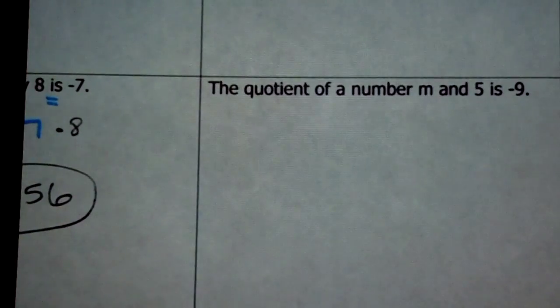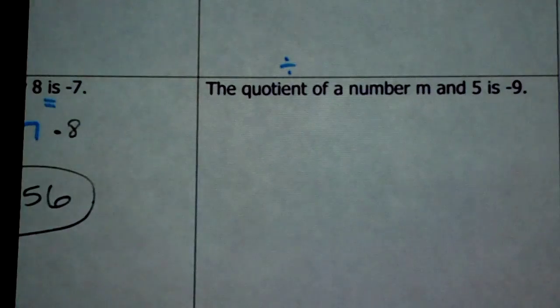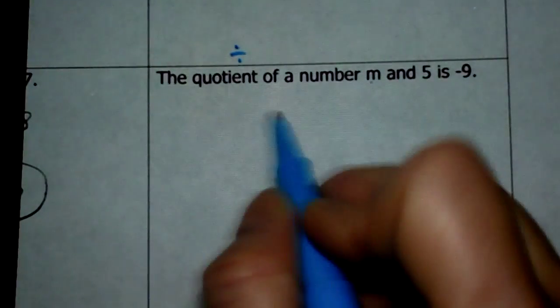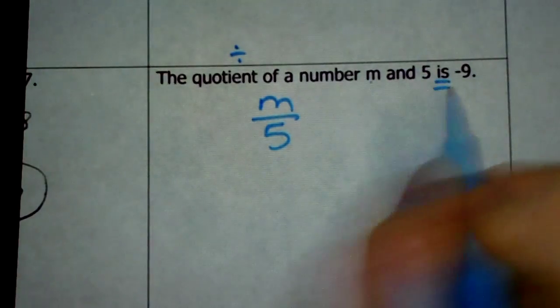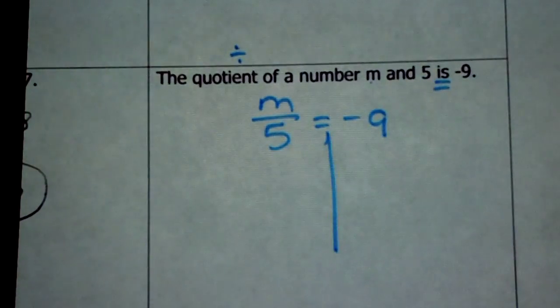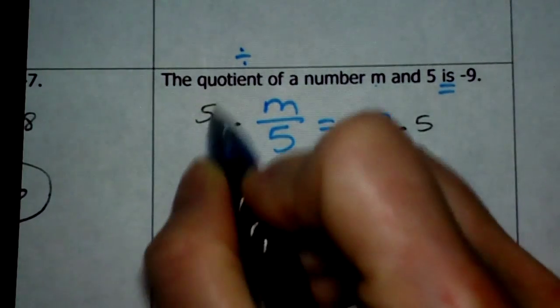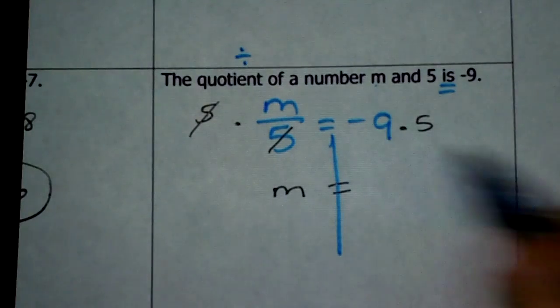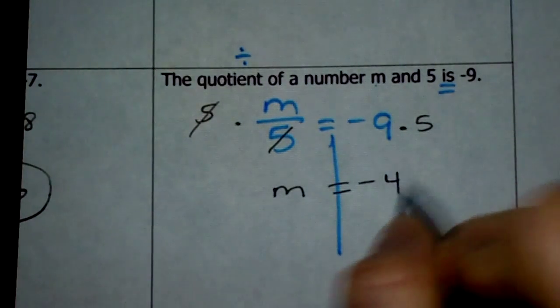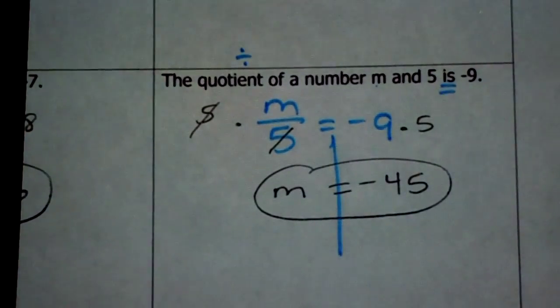All right, last one of these, I say the quotient of. So you have to know the quotient means division. The quotient of a number m and 5. So that means m divided by 5. The quotient of m and 5 is negative 9. So if m is being divided by 5, all I have to do is multiply each side by 5. Those 5's cross cancel, so m is isolated. It's all by itself. And negative 9 times 5 is a negative 45, because when you multiply a positive and a negative, you get a negative. You are done. See you later.